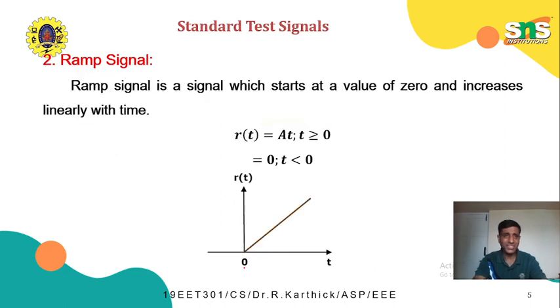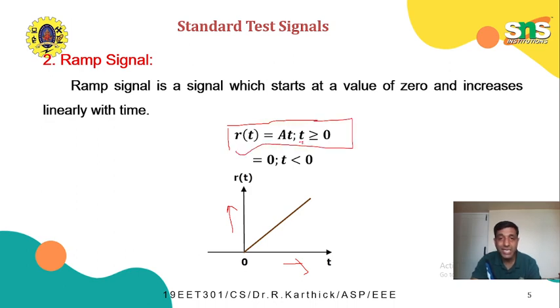And the second one, we call it the ramp signal. You can just refer to this graph. It is a signal which starts at value 0 and increases linearly with respect to time. As time t increases, the input signal also increases. Such a signal is called the ramp signal, and it is expressed as r of t is equal to a into t. This signal is valid only for time t greater than 0. If t is less than 0, we don't have any value.